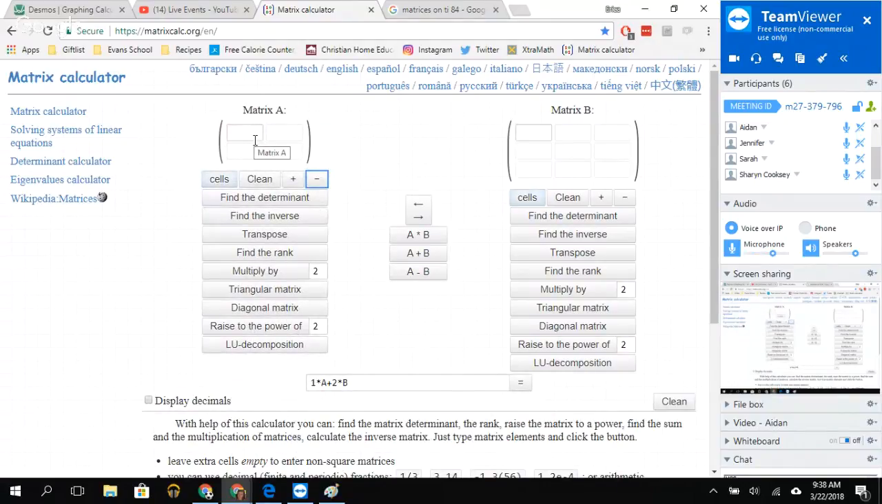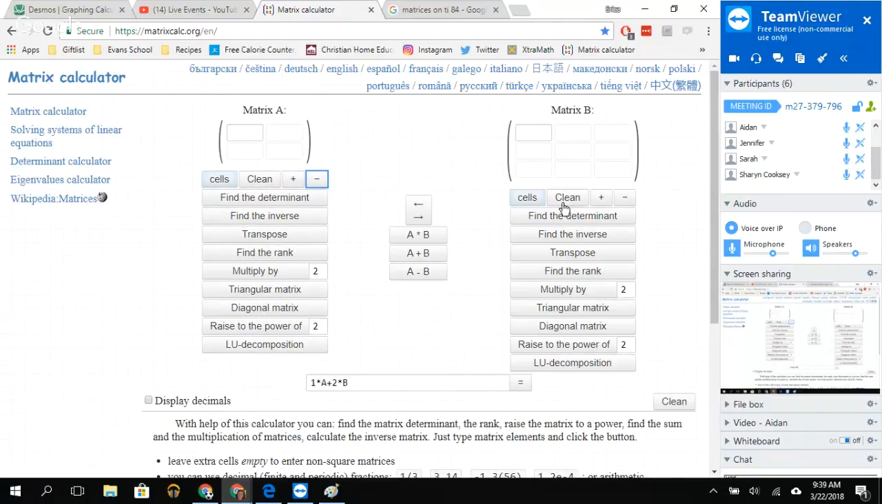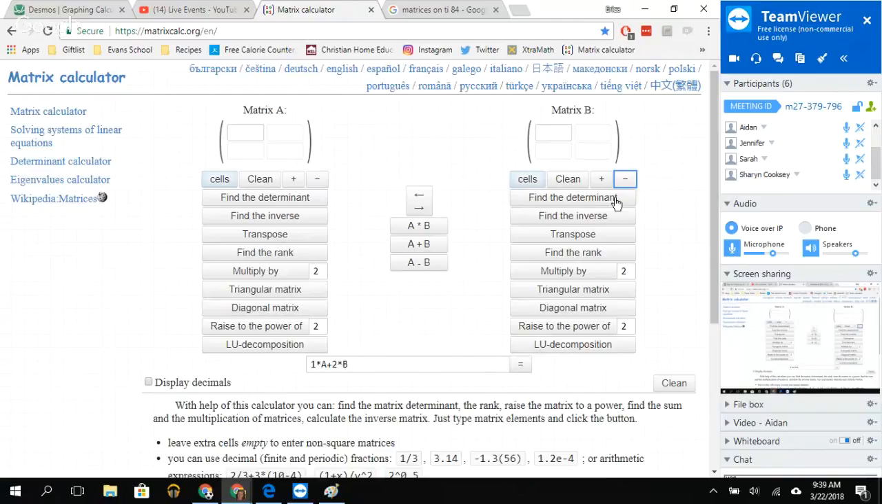Actually, if, for example, you had number 8 that you were trying to do, then you would just leave your last row blank. So number 8, if you have your paper, is a 2x3 matrix. So we would just leave this last row blank, and that would still perform the operations. So I'm going to do number 6 since that's the one that we did.